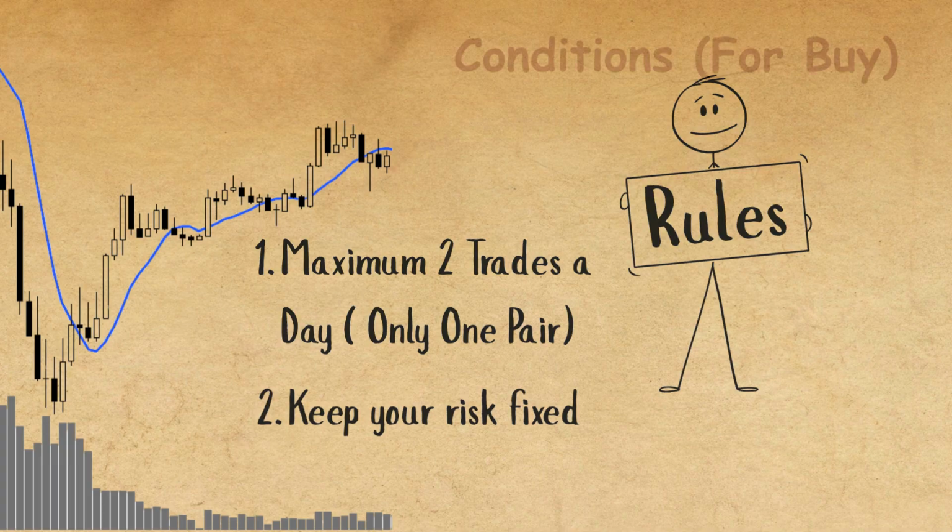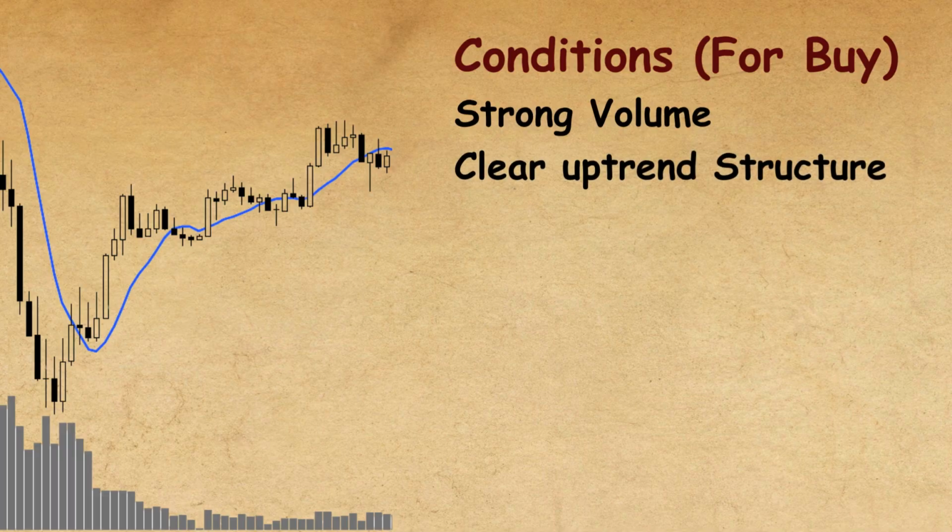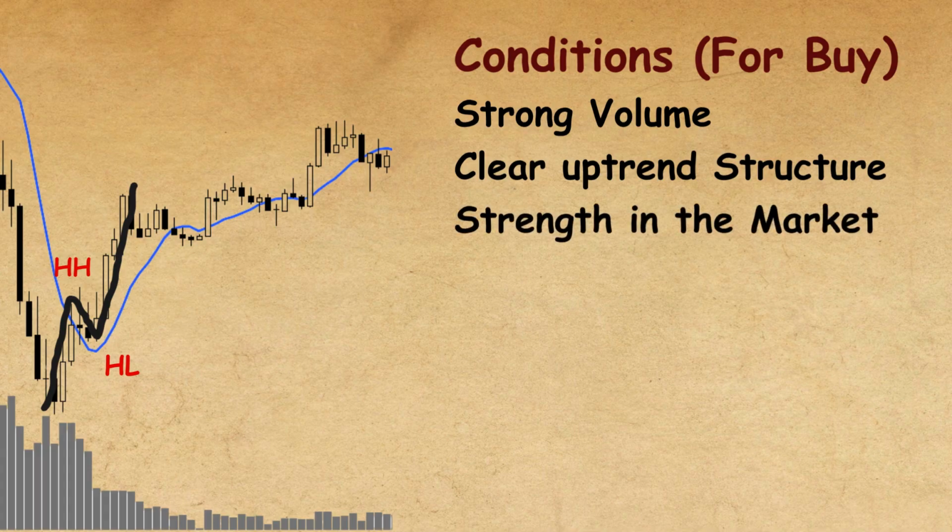Now, for a buy trade, there are a few conditions that must be met. First, we need strong volume in the market. Second, we need a clear uptrend structure. By uptrend, I mean the market should already be making higher highs and higher lows. As I explained earlier, once the market forms a valid structure and breaks out, we can start considering the trend as bullish. Third, the market should be moving with strength.